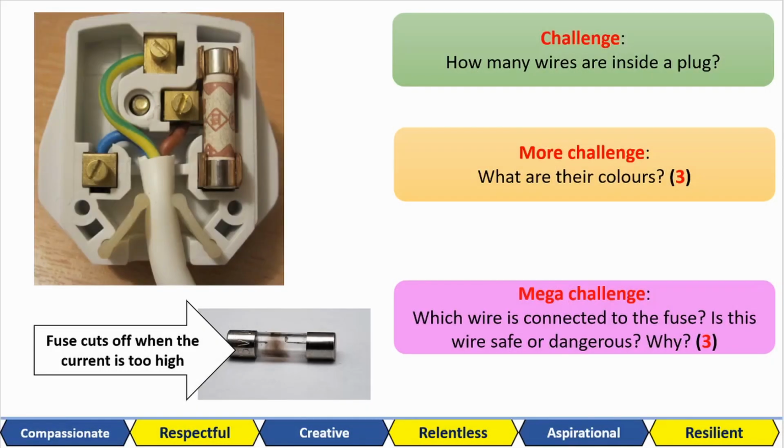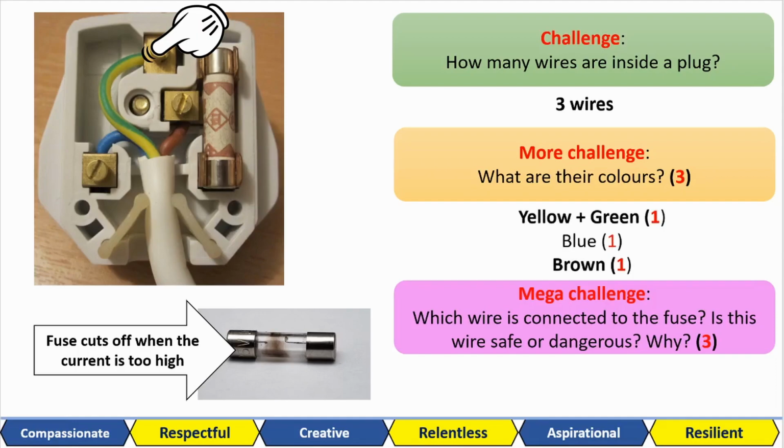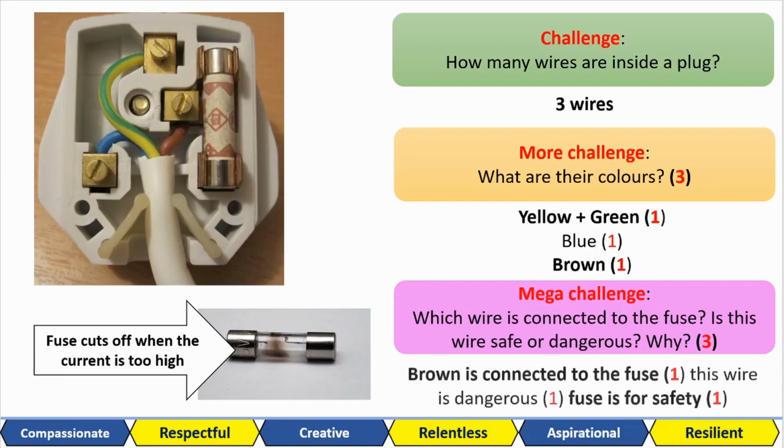We can see that inside the plug we have 3 different wires, and the colors of these are yellow and green over here at the top center, blue on the left and brown on the right. The wire that's connected to the fuse is the brown wire, and this must be dangerous because if the fuse is used for safety when the current is too high, that must mean that wire must be pretty dangerous. So the brown wire is pretty dangerous.